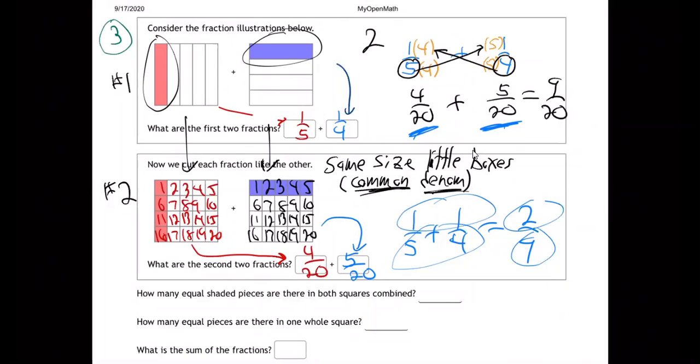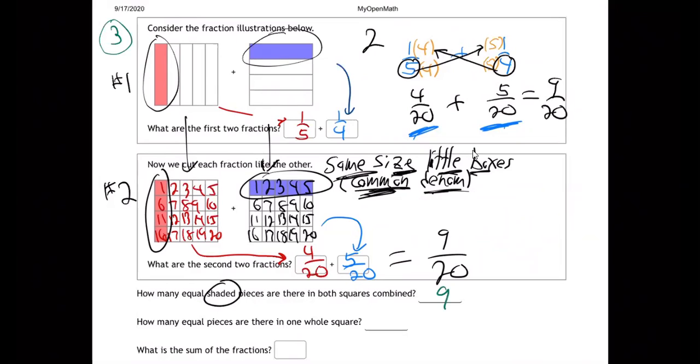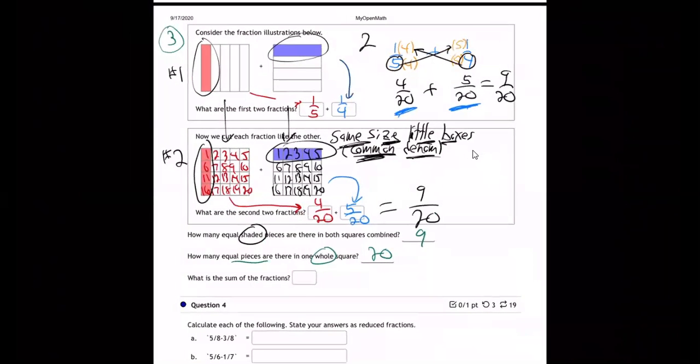They're not the same. But if you share the lines with each other and make a common denominator, now you have the same size little boxes. So now you can add them. Now you can say, 4 of these boxes and 5 of these boxes make 9 of those little boxes, and they're all the same size, out of 20. So they ask here, how many equal shaded pieces are there? There are 9 shaded pieces. How many pieces in the one whole square? 20. And what is the sum of the fractions? 9/20.